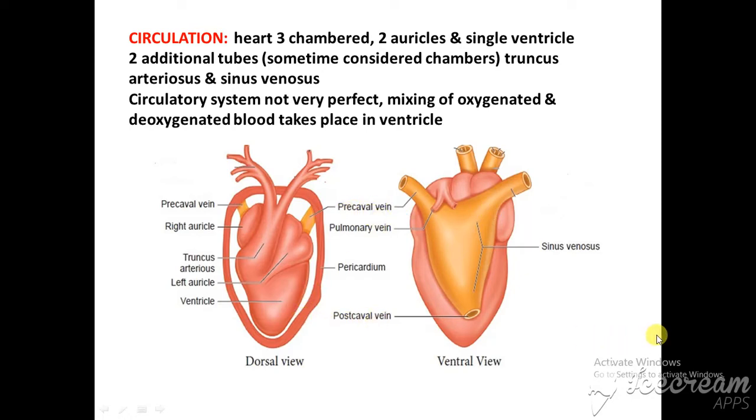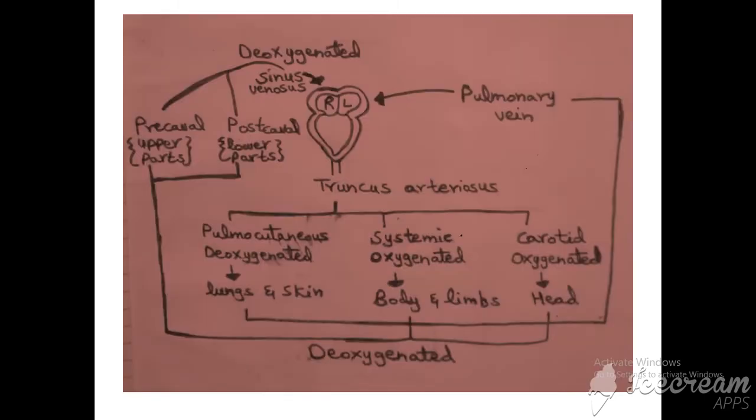The circulatory system is not very perfect. Mixing of oxygenated and deoxygenated blood takes place in the ventricle. This is the circulatory system. Right side, left side, 2 auricles and a single ventricle.